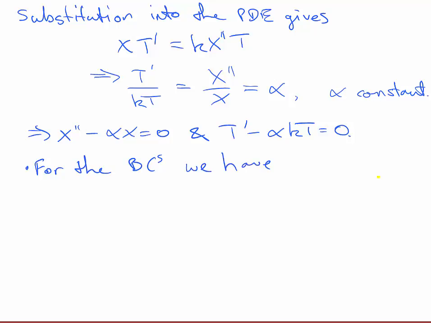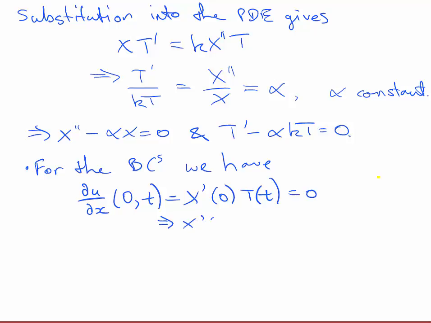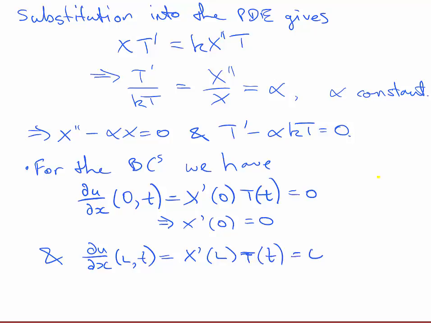Now for the boundary conditions that we've got, u sub x equal to 0, we can write them out again: du/dx at 0 and t, that's going to be X'(0)T(t), and that's going to be equal to 0. Now we don't want a trivial solution because it won't satisfy the boundary condition, so we're going to set X'(0) equal to 0, not T(t). The same thing occurs at the L boundary, X'(L)T(t) is going to be equal to 0, so we're going to set X'(L) to be equal to 0.